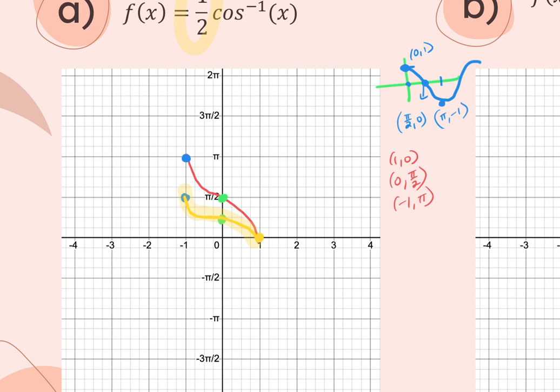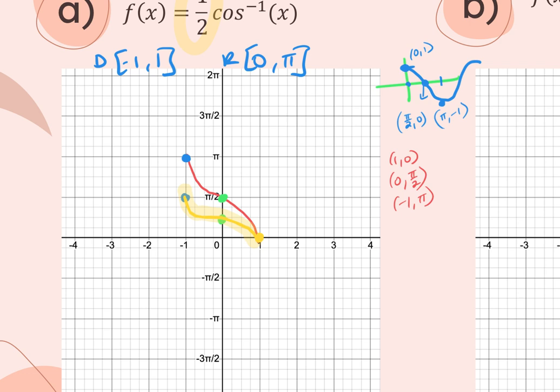Now, you can either use your graph to look at your domain and range, or you could think about the original domain and range from the inverse of cosine. My original domain for cosine is -1 to +1, and my original range is 0 to pi.